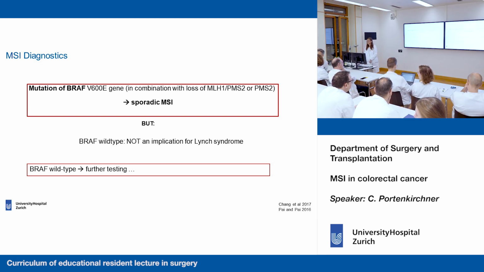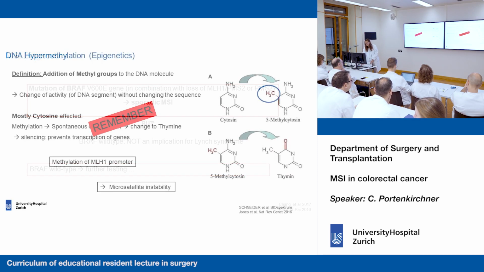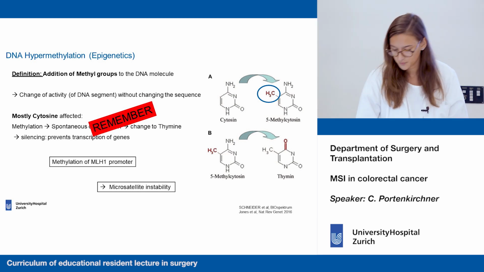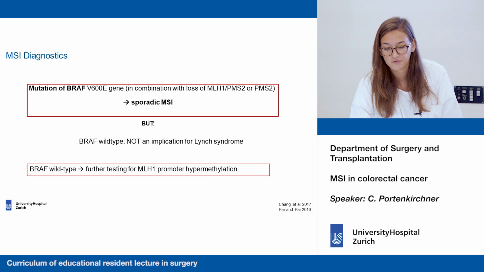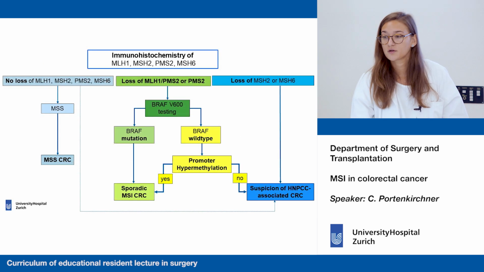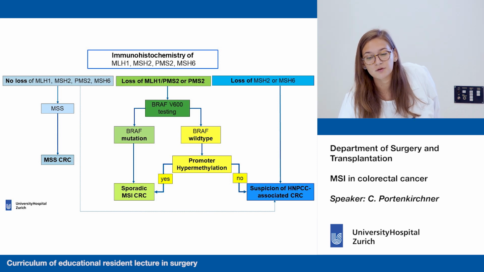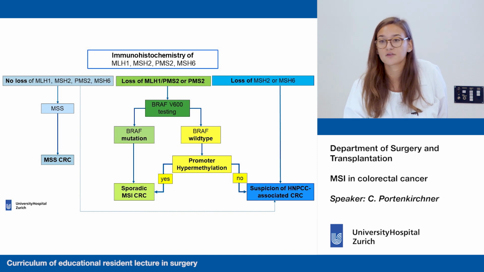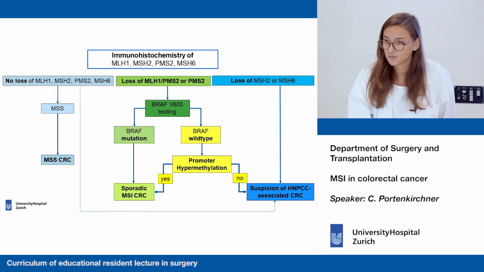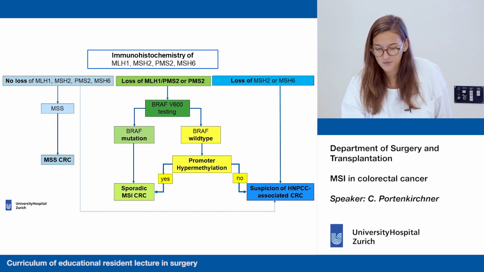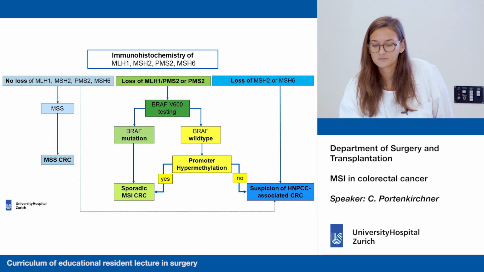Maybe, as was told before, the hypermethylation? Yes. Remember, very good. So a methylation test of the MLH1 promoter then has to be performed. If we look at this slide again, with a loss of MLH1 and/or PMS2, we have to perform BRAF testing. If we have a BRAF wild type, we have to perform the promoter hypermethylation test to distinguish whether it is a sporadic pathway or a suspicion of HNPCC.